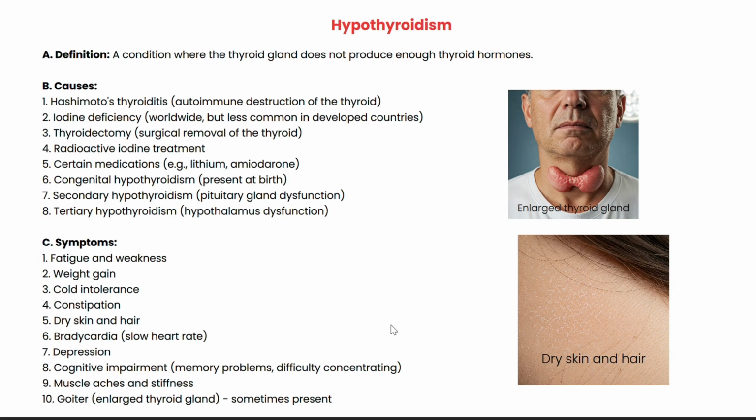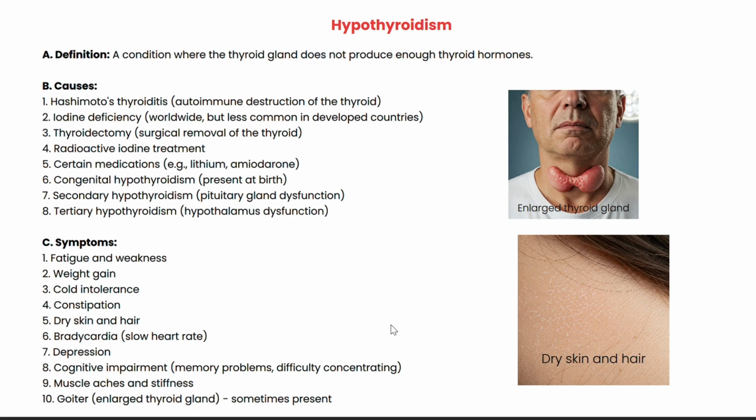Other causes include surgical removal of the thyroid gland called thyroidectomy, radioactive iodine treatment often used for hyperthyroidism or thyroid cancer, certain medications like lithium and amiodarone, congenital hypothyroidism, being born with an underactive thyroid, and problems with the pituitary gland, secondary hypothyroidism, or the hypothalamus, tertiary hypothyroidism, which regulate thyroid hormone production.